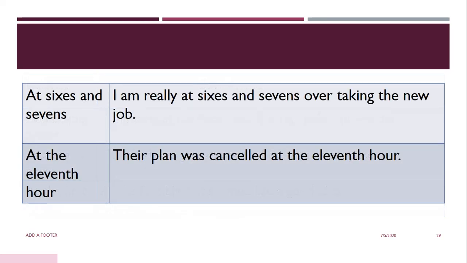At sixes and sevens. At sixes and sevens means confusion. When somebody is in great confusion, that is called at sixes and sevens. I am really at sixes and sevens over the new job.